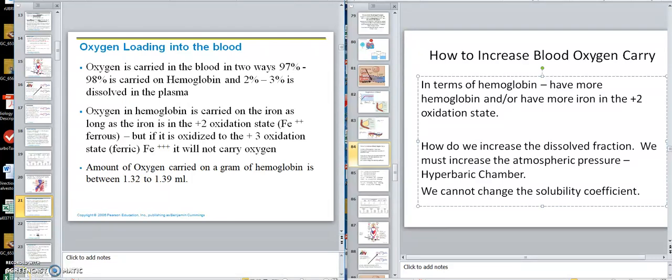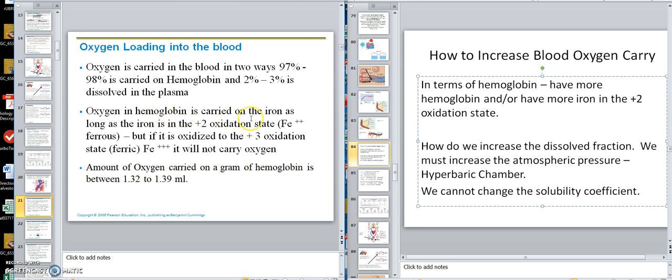Okay, class, we're back to oxygen loading in the blood. We've had an extensive talk on the oxygen dissociation curve, so we're going to apply all of this now. All right, oxygen is carried in the blood in two ways. We already said hemoglobin and the dissolved.